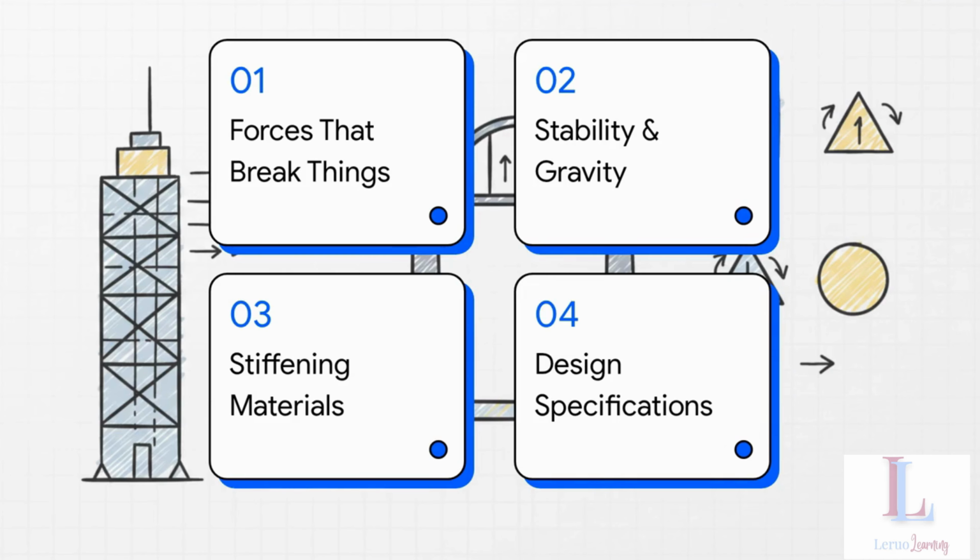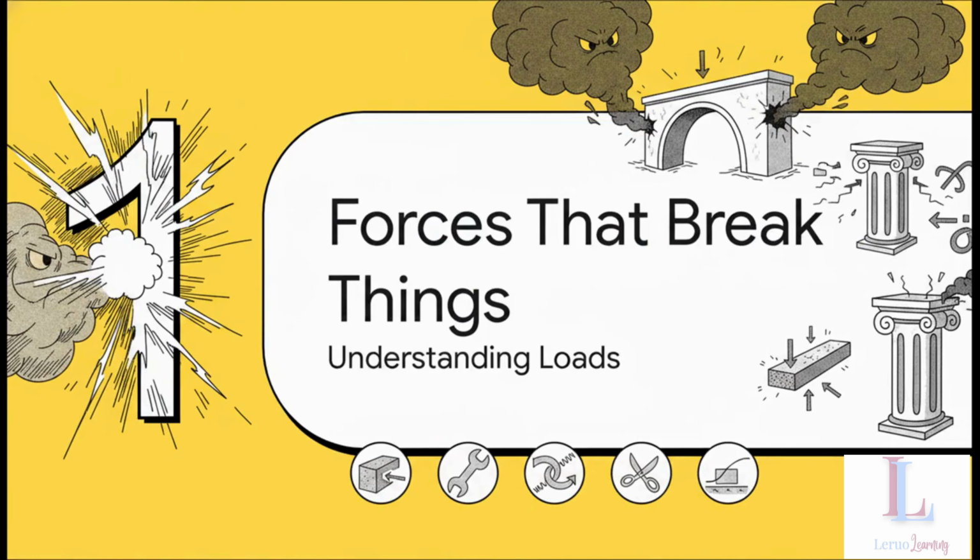In today's Explainer, we're going to cover four main things: the forces that break stuff, stability and the center of gravity, how we stiffen materials, and finally, the blueprint, design specifications. All right, let's jump straight into part one, the forces that break things.